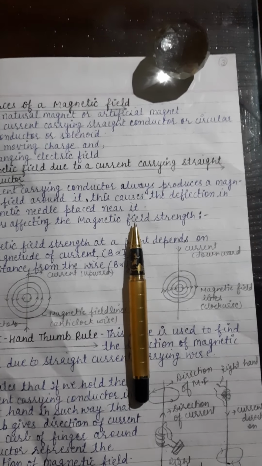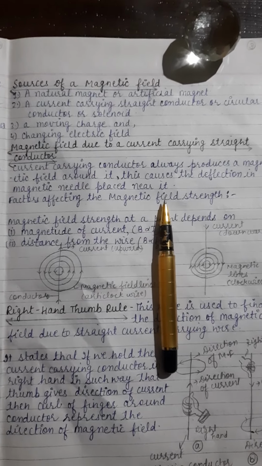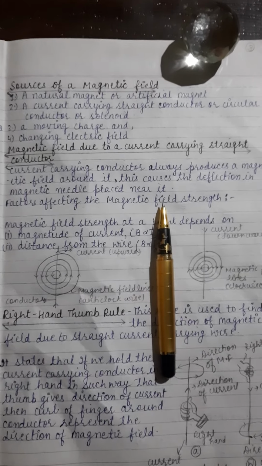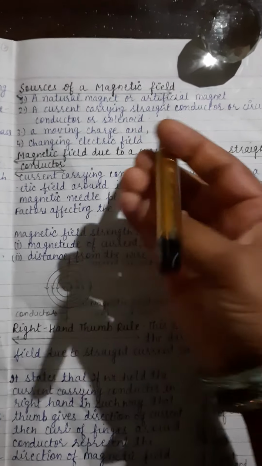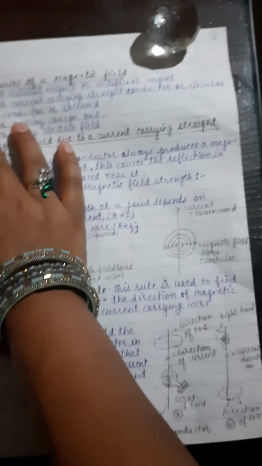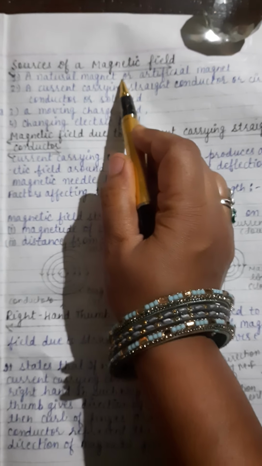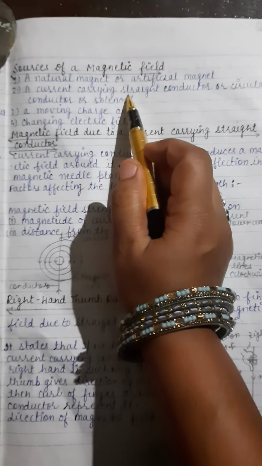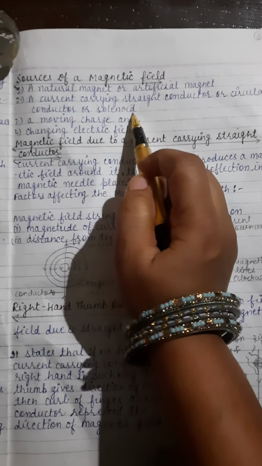We did all this in the last class, and today we are going to study the sources of the magnetic field and how we can produce a magnetic field from different sources. The first one is a natural magnet or artificial magnet, which we studied in the last class, that is, how we can produce the magnetic field using a natural or artificial magnet. And the second source is a current carrying conductor: a straight conductor, a circular conductor, or a solenoid.